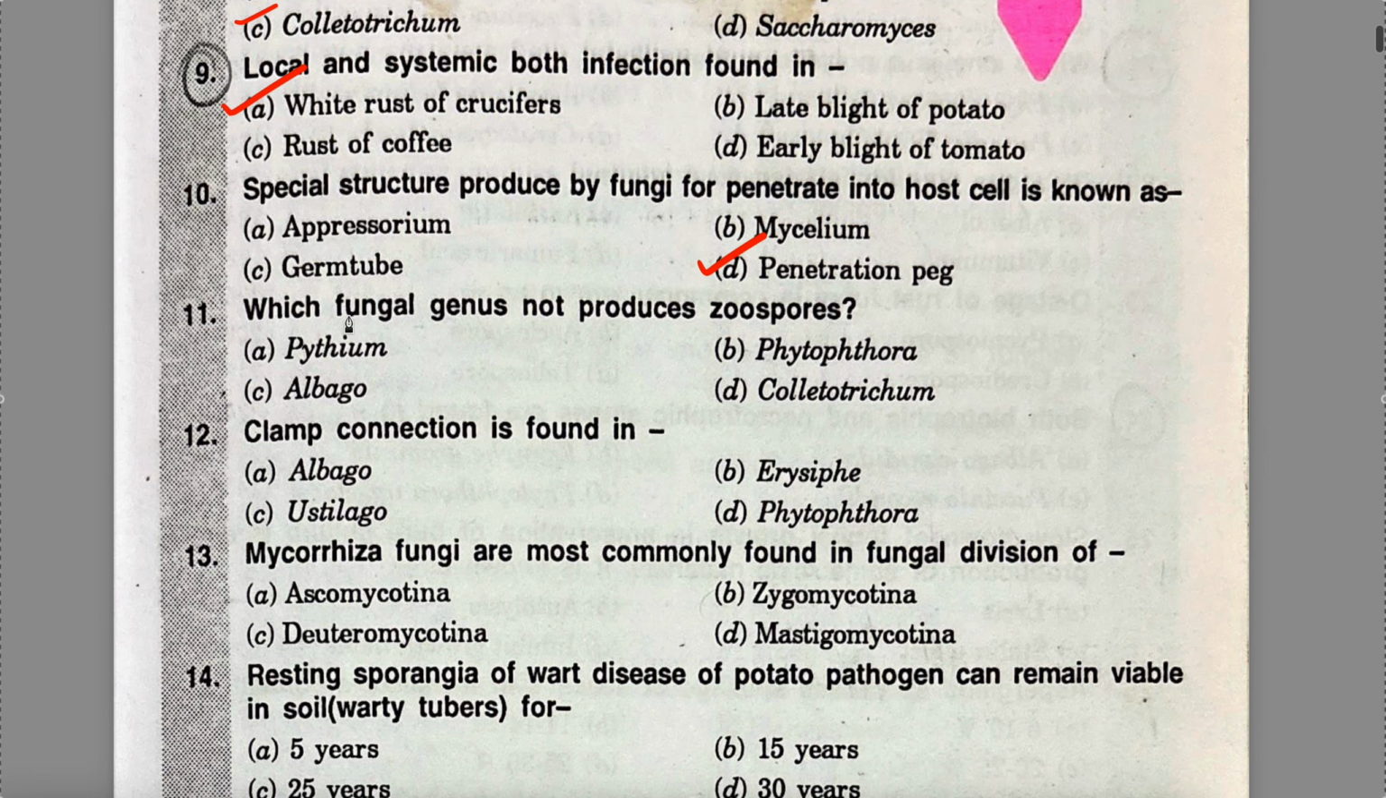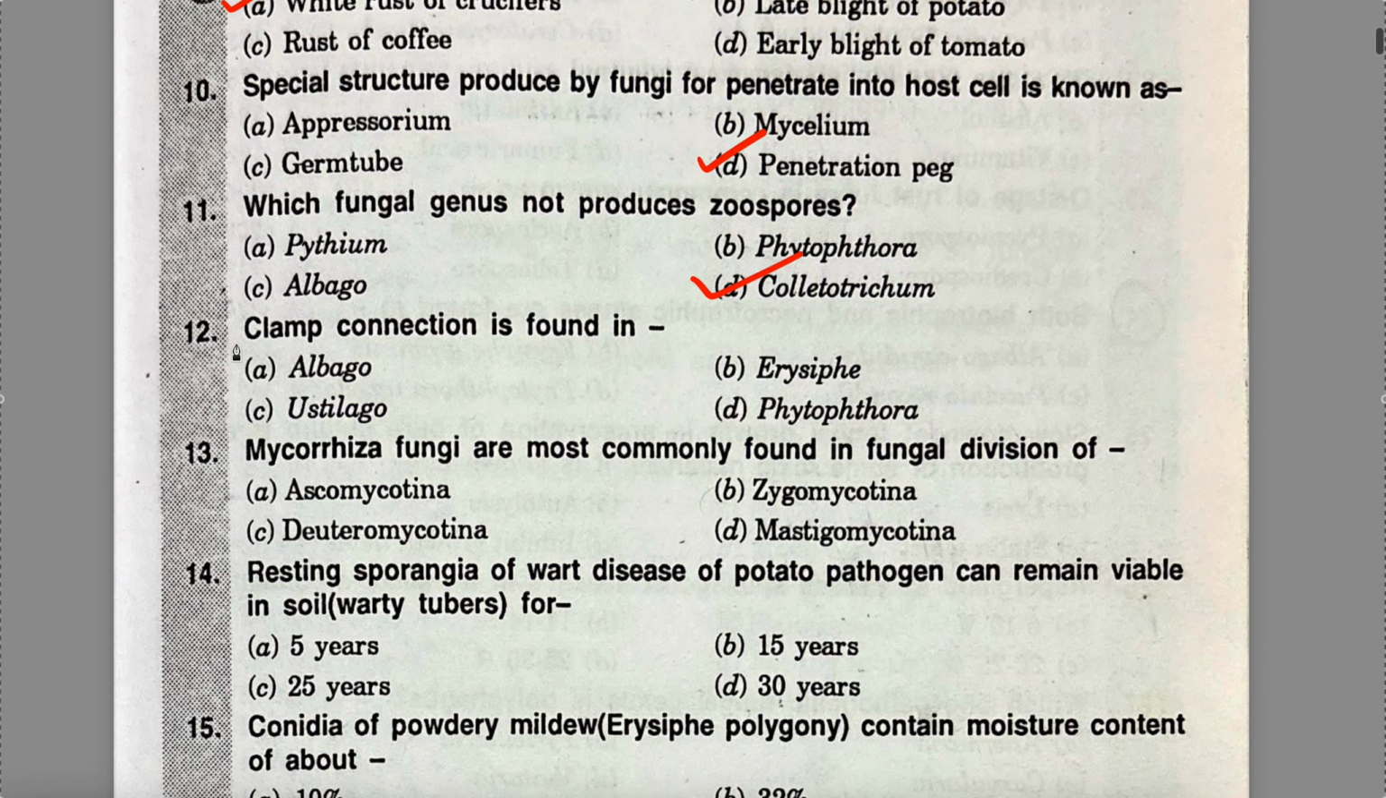Question 11. Which fungal genus does not produce zoospores? Pythium, Phytophthora, albugo or Colletotrichum? The answer is Colletotrichum. 12th. Clamp connection is found in albugo, ericephae, eusteligo or Phytophthora. The answer is eusteligo.